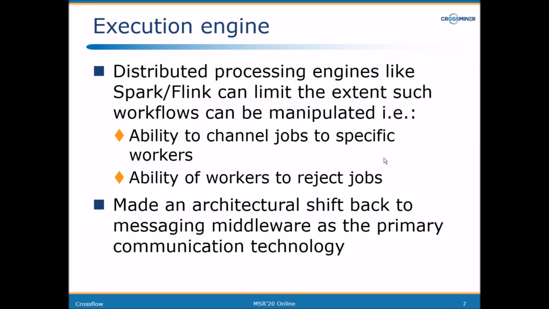Let us now look at how CrossFlow executes a workflow, such as the one defined in this running example. The current state of the art contains various distributed execution engines, like Apache Spark and Apache Flink. Such tools did not seem to be able to cover several of our requirements, like offering the ability for specific jobs to be channeled to specific workers, or for workers themselves to be able to reject jobs they do not wish to process. Usually, such systems treat each worker as having similar capabilities to its peers.